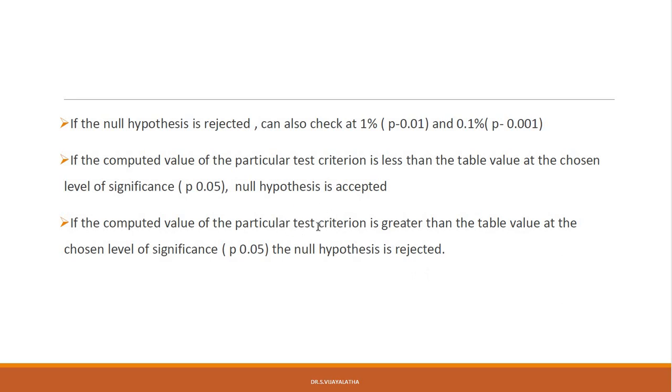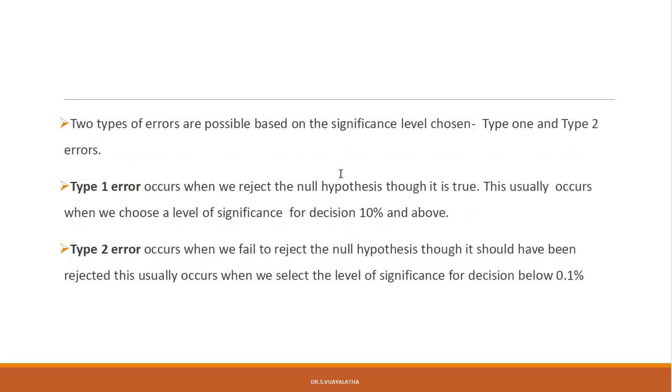And if your test criterion value is also greater than the table value at p.001, then we can mention that we are 99.9% sure. So once we have seen that our computed value is greater than the table value at p.05, we can check the table value at p.01 and p.001 and then tell at what confidence level we are rejecting the null hypothesis.